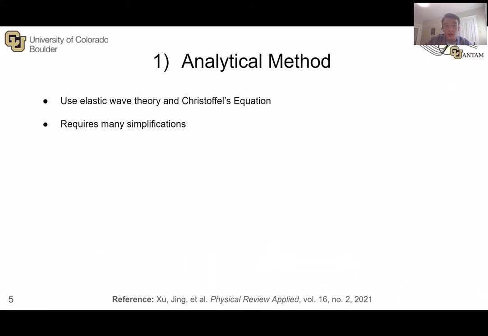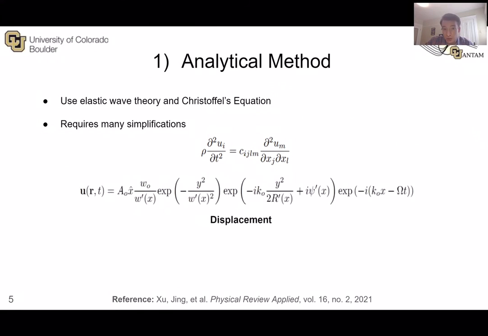So to start off, we use Christoffel's equation, where this is the density of our material multiplied by its acceleration equal to material-specific constants times the stress and strain values of that material, stress and strain being related to the pushing and pulling forces of that material. So after we solve this equation through many simplifications, we get our second equation, which represents the displacement of the phonon at any point in time, or in other words, the shape of the vibration wave.